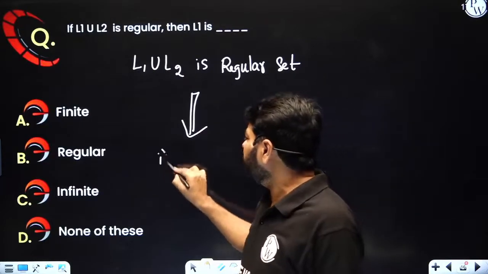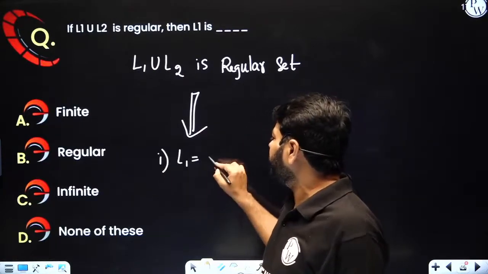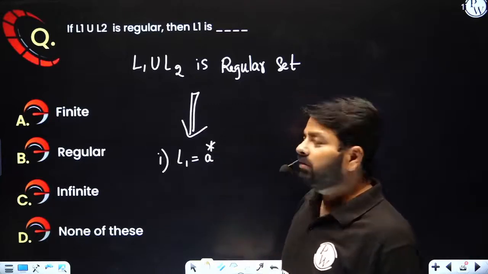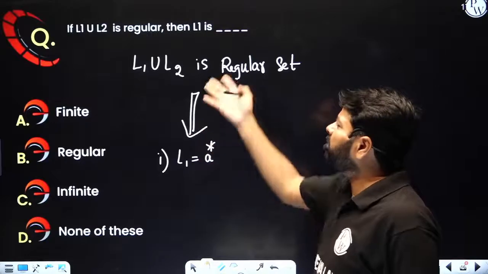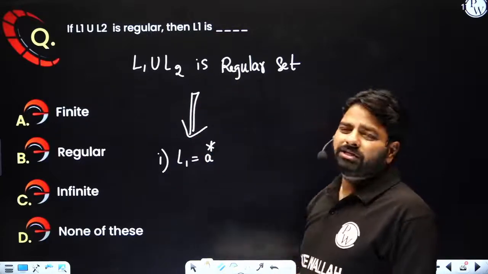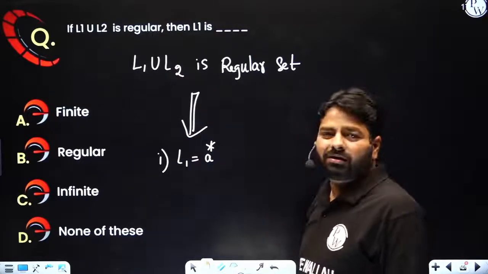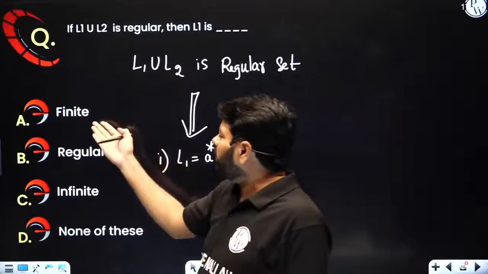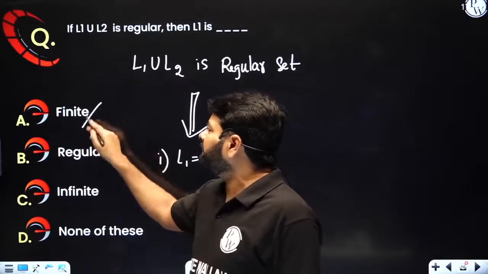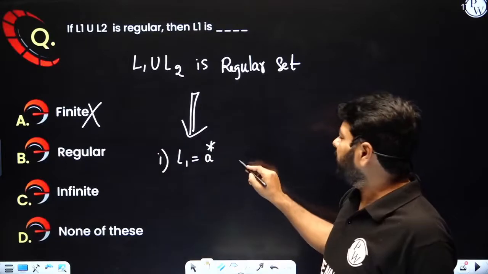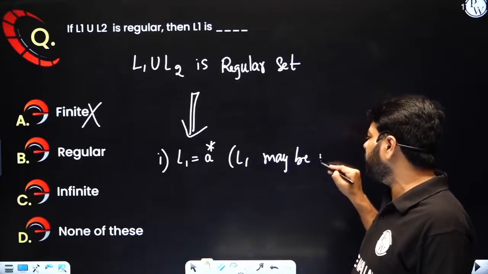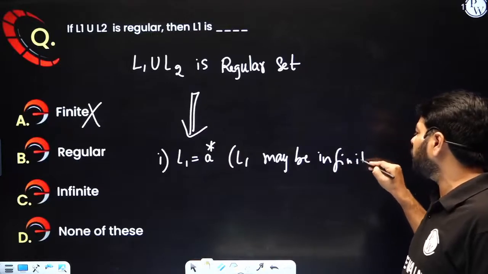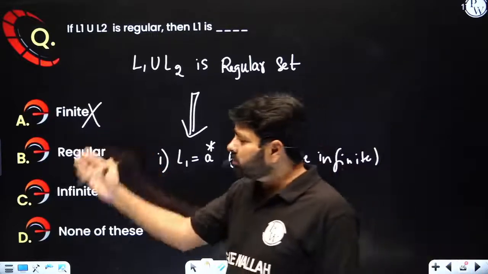In one example, I take L1 as infinite, like A star. If I take A star union some L2, I can choose anything, right? I'll choose the same A star. Then A star union A star is what? Regular. So that means I got a counter example for finite. Why is finite wrong? I'm saying L1 need not be finite. L1 may be infinite. I'm just taking an example to disprove option 1.